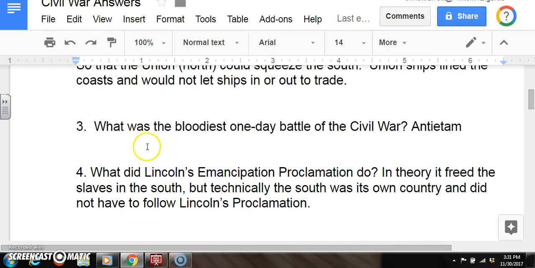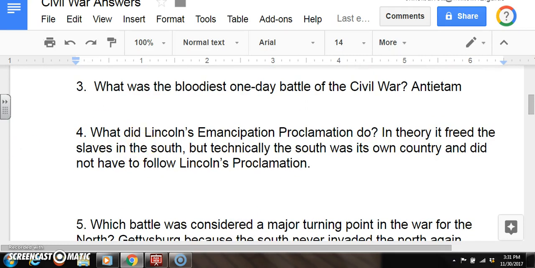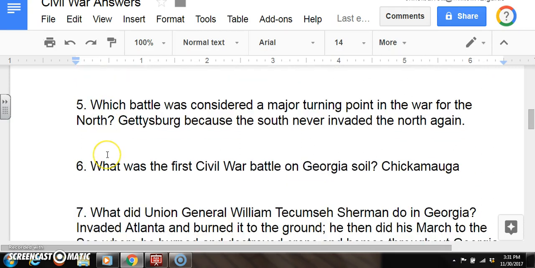3. What was the bloodiest one-day battle of the Civil War? Antietam. Number 4. What did Lincoln's Emancipation Proclamation do? In theory, it freed the slaves in the South. But technically, the South was its own country. It did not have to follow Lincoln's proclamation. 5. Which battle was considered a major turning point in the war for the North? Gettysburg, because the South never invaded the North again.